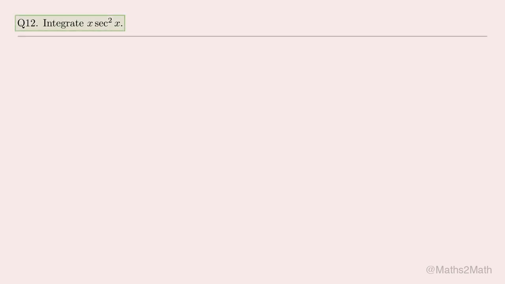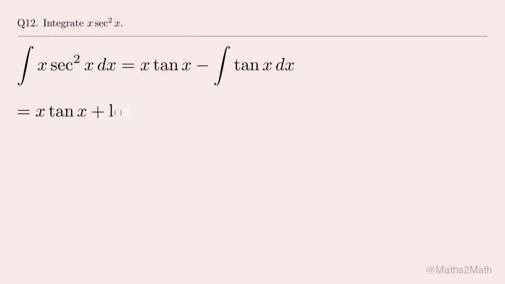Question 12. X against secant squared, tangent appears as v. The leftover tangent integrates to a log. Parts. The tangent integral is minus log cosine.